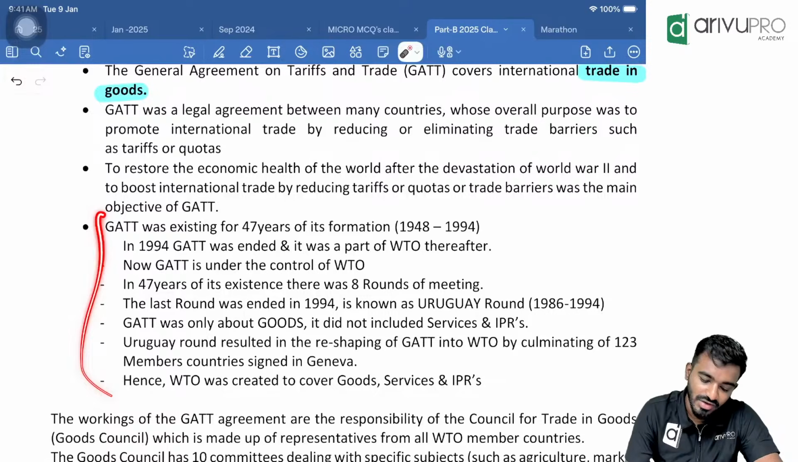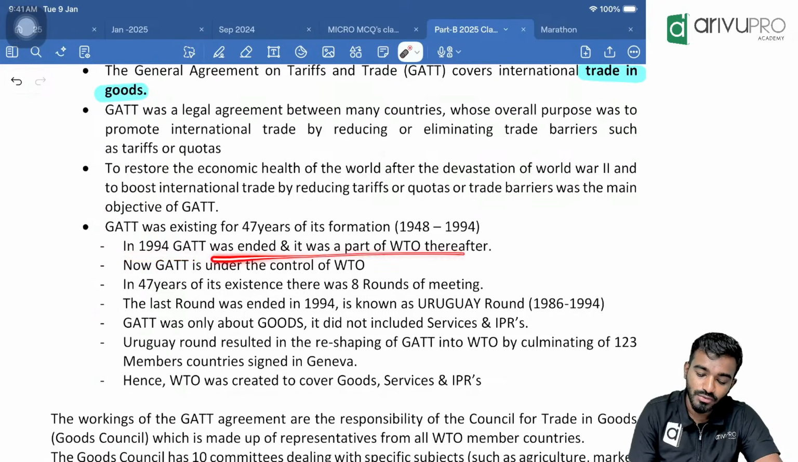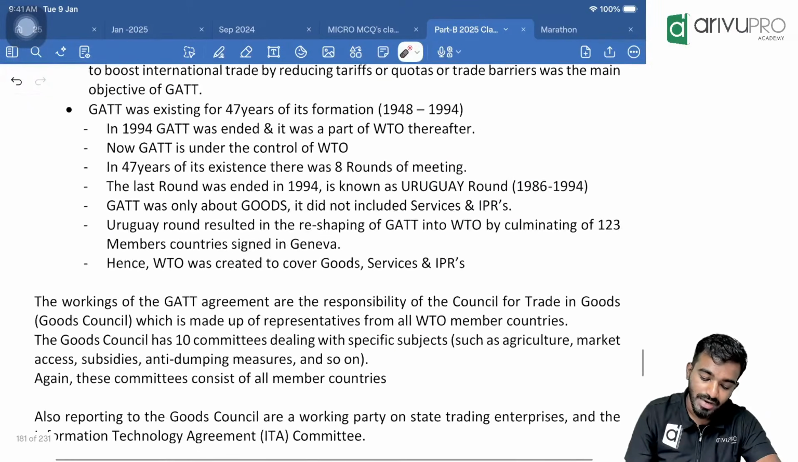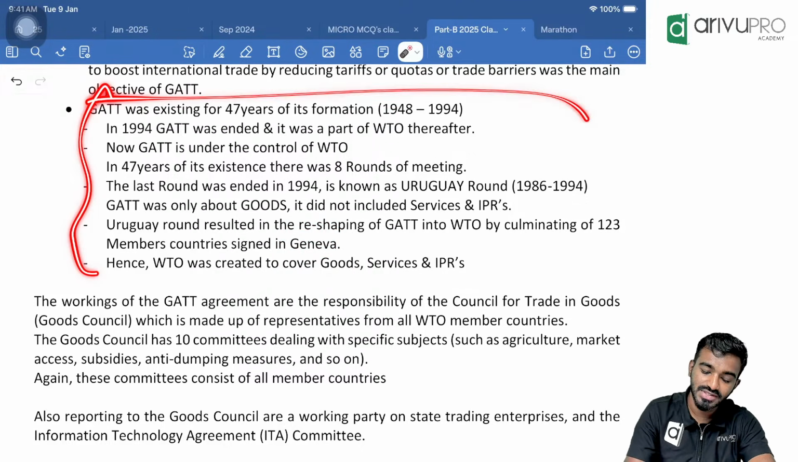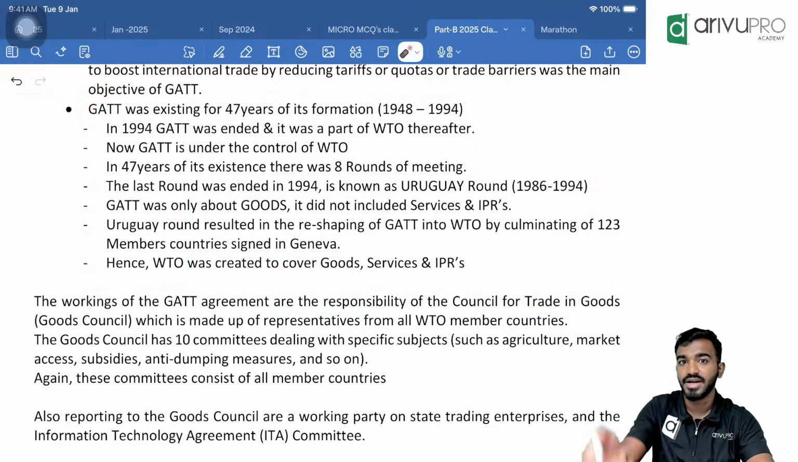Same thing I've given here one by one. See, in 1994, GATT ended and became a part of WTO. In its existence, after the Second World War, a total of 8 rounds of meetings were held. The last and 8th round is called the Uruguay Round. That shaped the WTO and made all of them sign in a place called Geneva, in Switzerland, which is the headquarters of WTO. So GATT was established as a secretariat. Later, GATT was culminated into WTO.